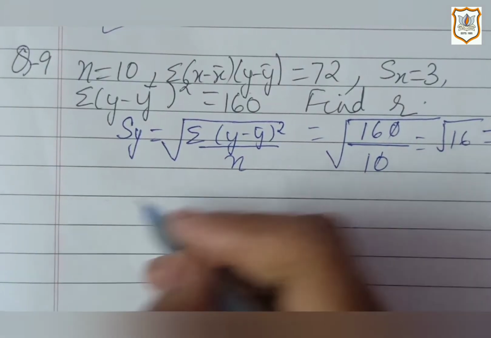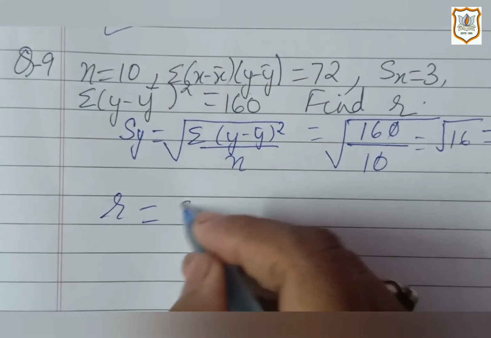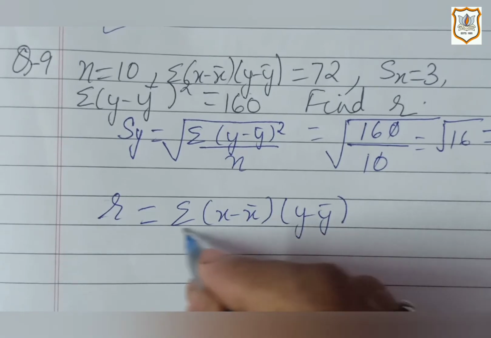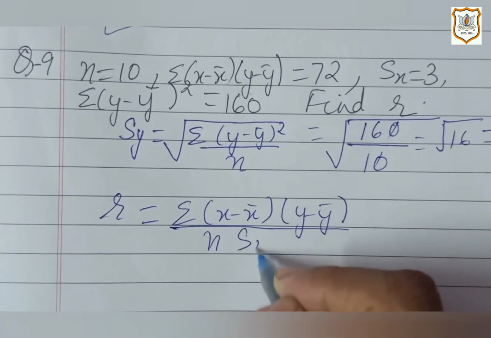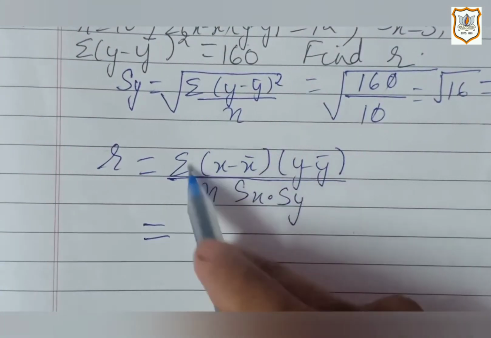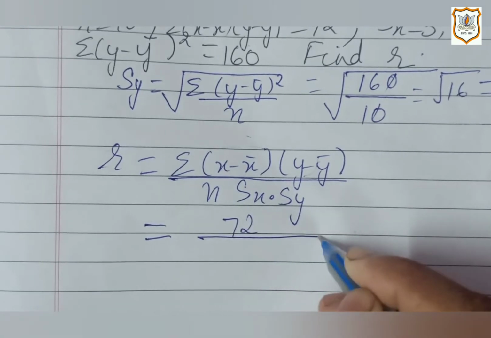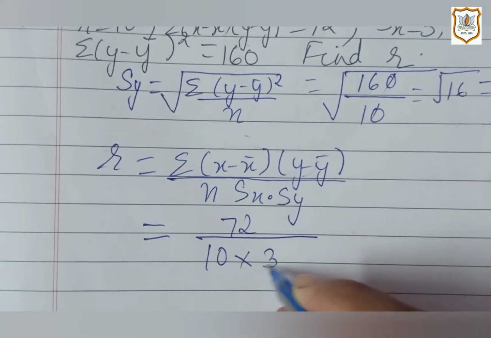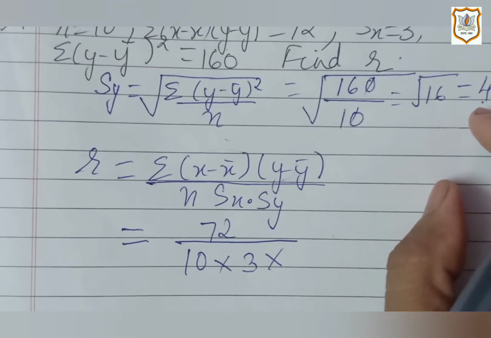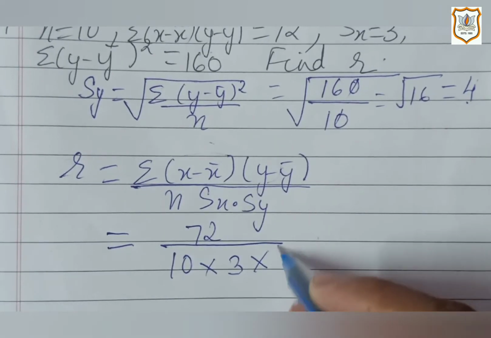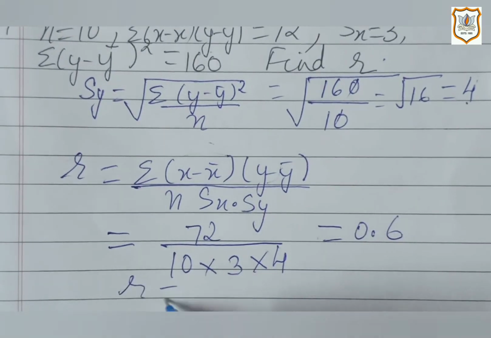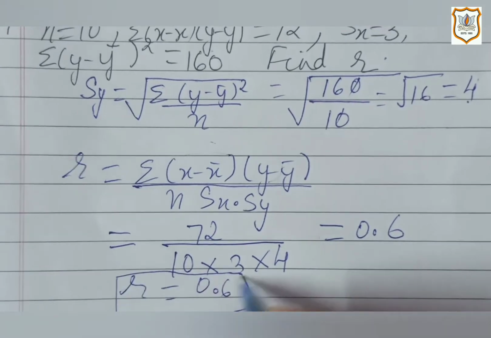Now the formula for R is equal to sigma x minus x bar into y minus y bar divided by n Sx into Sy. Now let us substitute the values. This is 72 upon 10 into Sx is 3, and Sy we have calculated just now, that is 4. So this value will be 0.6. So your answer is R is equal to 0.6.